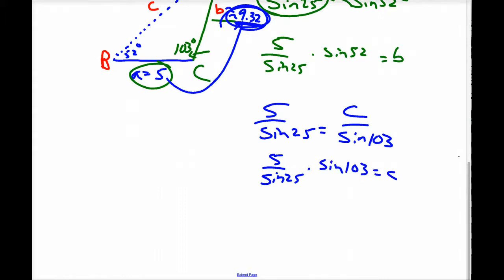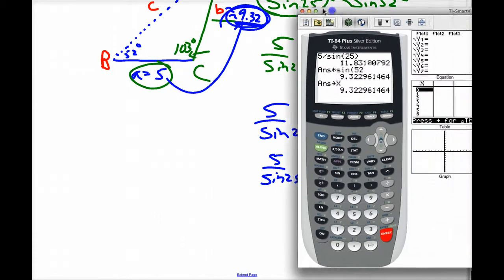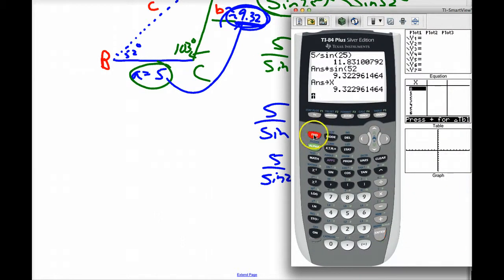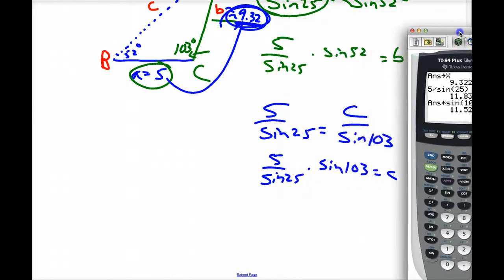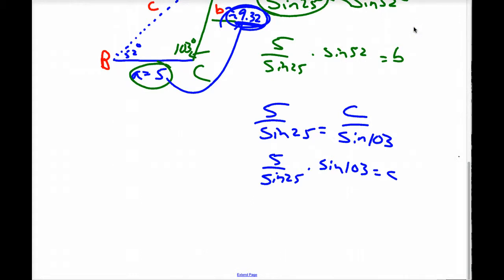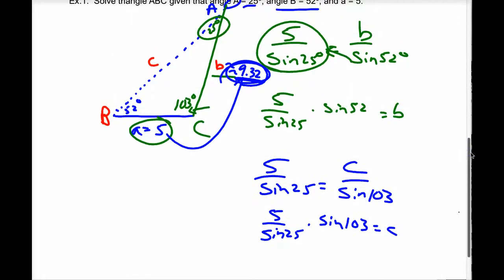That equals c. If I'd been thinking ahead, I could have just left 5 divided by sine of 25 in here. I could actually bring it up, second enter, second enter, second enter. There it is right there. I don't know if that saved me much time. Enter, and then I need to take that times sine of 103. So that one's 11.52. Like I said, that should be the longest side. It is the longest side, and it's also less than 14.32.